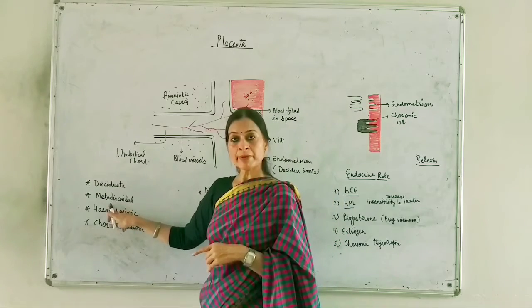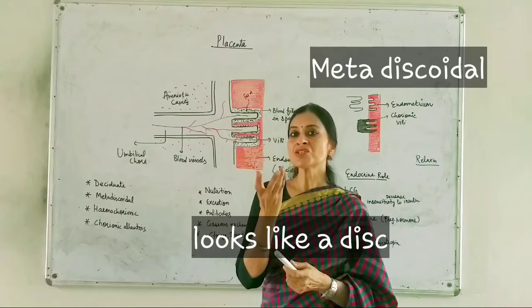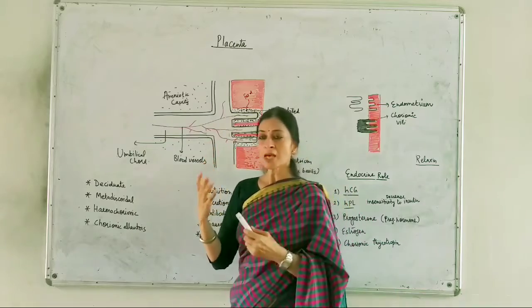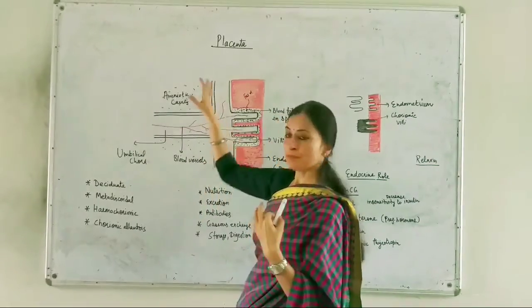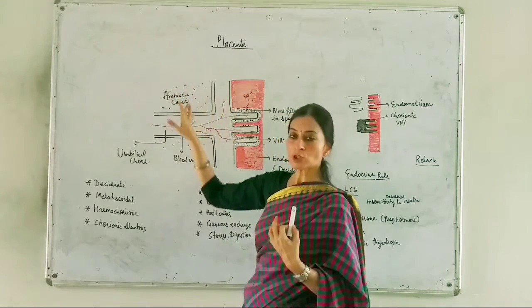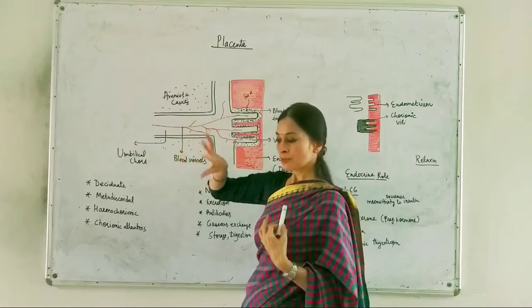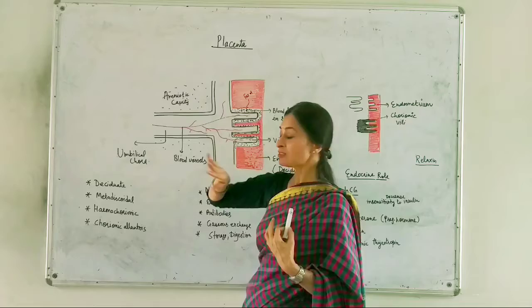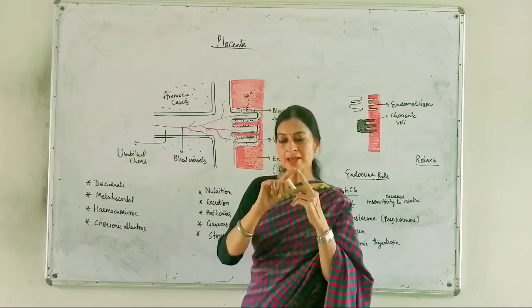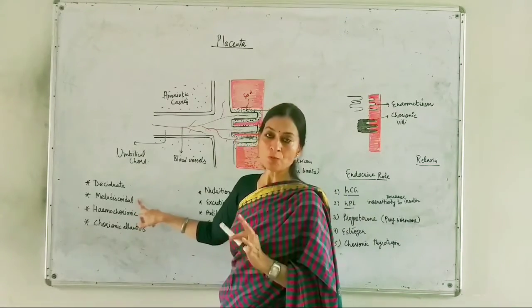Then it is also known as metadiscoidal. Why? Because it is a disc-shaped structure. In early stages, when the size of the embryo is very small, the whole of the decidua is covering it, but when the growth period extends, this placental tissue, this common tissue, is restricted as a disc-like structure. That's why it is known as metadiscoidal type of placenta.